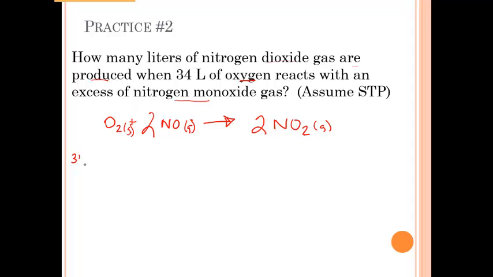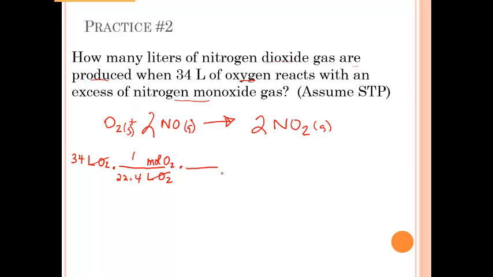And now we can convert our 34 liters of oxygen into liters of nitrogen dioxide. We're going to do that by following our rules. Whatever we're given, in this case liters, we want to first convert to moles. So moles is going to be our key component in all of these problems. So liters to moles, our conversion is that 1 mole is equal to 22.4 liters. And that cancels out our liters, by the way.